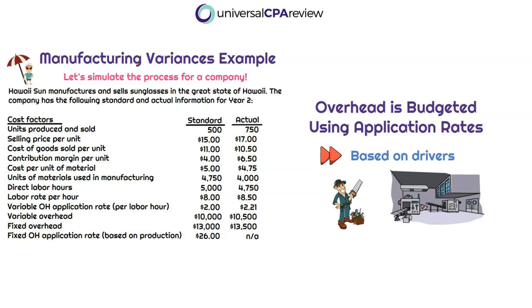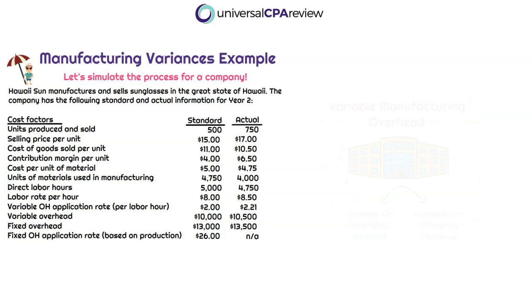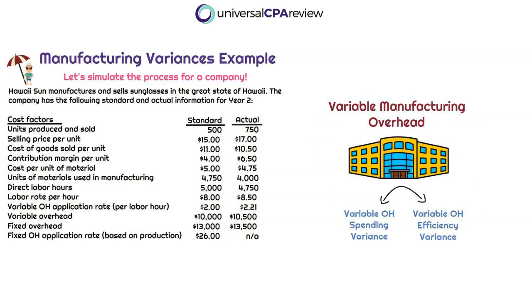So let's start with variable manufacturing overhead. So variable manufacturing overhead can be split into variable overhead spending variance, and then we also have the efficiency variance. So one is going to be based on the rate, the other is going to be based on whatever our driver is. Now in this question, based on the information that we're given, well, it says that the variable overhead application rate is based on labor hours. So that's going to be our driver.